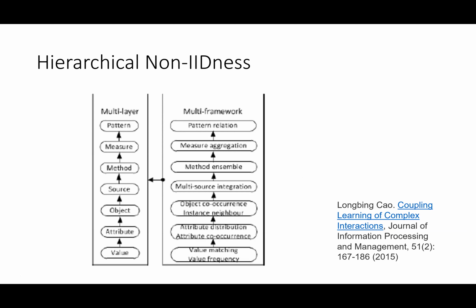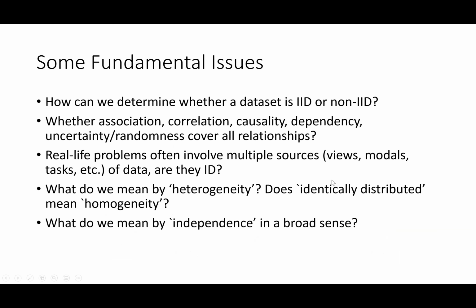It doesn't matter whether you work on a statistical model, like a deep neural model, or another mathematical method or evolutionary learning method; I think all this kind of thinking applies. That's my understanding. And there are some fundamental issues for you to think about. The first one: how can we determine whether a data set is IID or non-IID? And second, whether association, correlation, causality, dependence, uncertainty, and randomness cover all relationships.